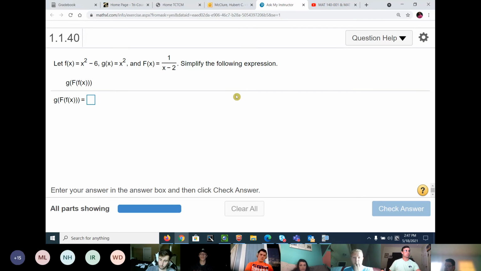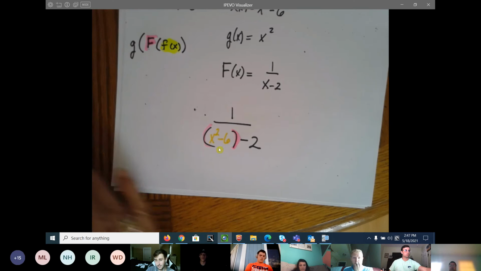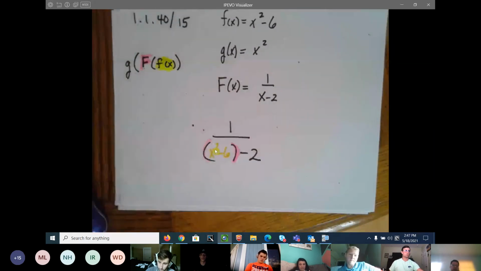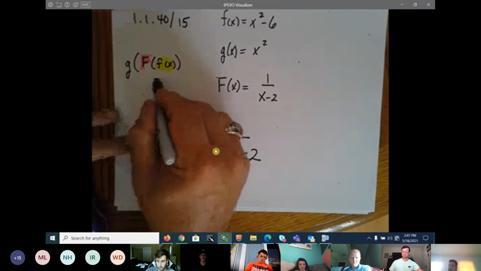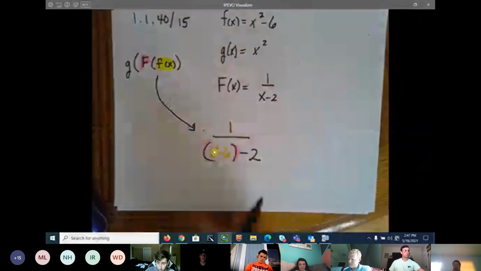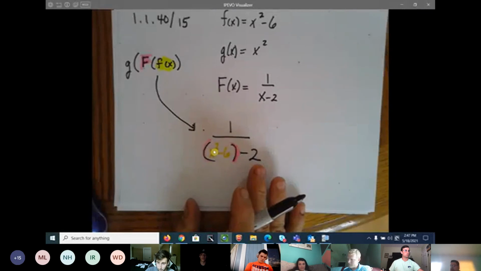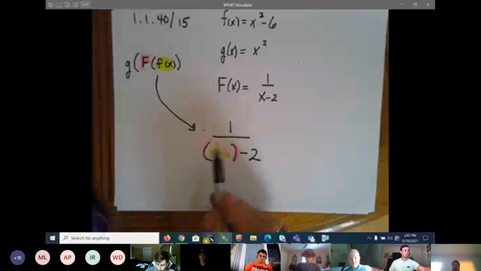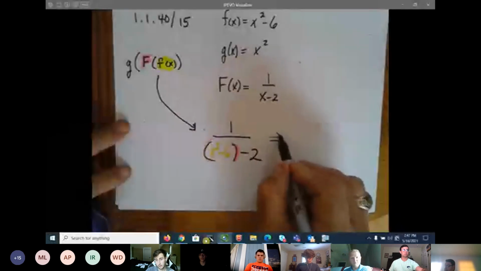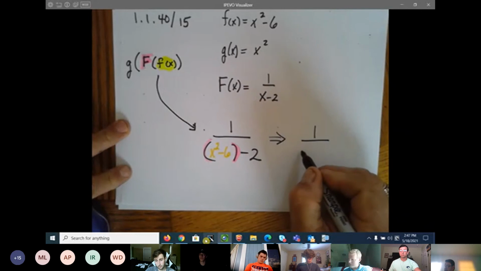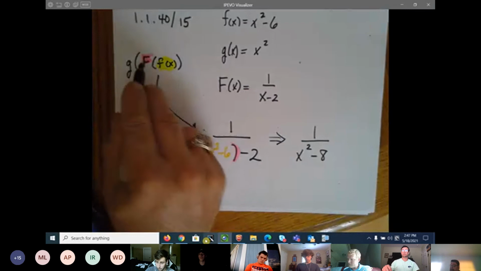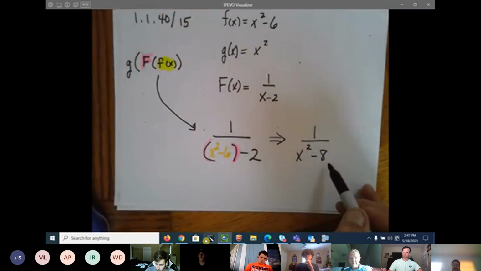Mr. Hewitt, you might have to switch your screen to the camera. Sorry. Okay, now this right here is F. That's this right here, if I'm reading this question right. So somebody simplify this. What does this come out to be? 1 over x squared minus what? 8. So that is F composed of f of x.